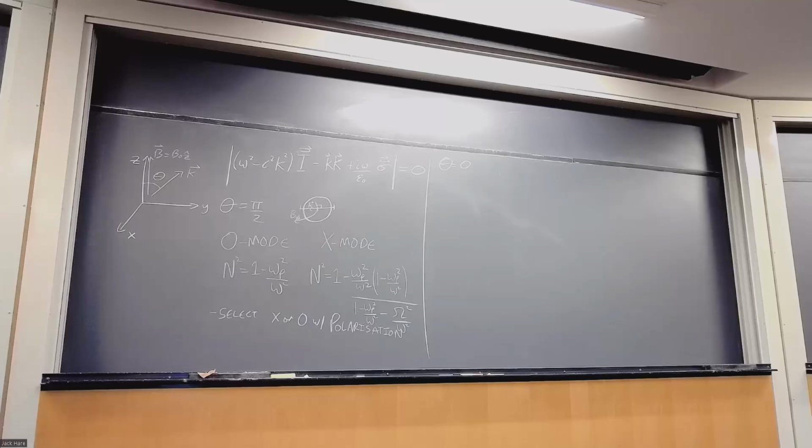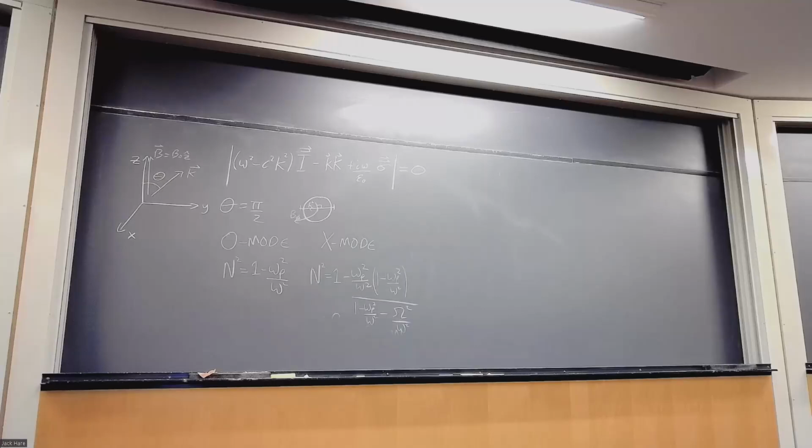There was a mode which we called the O mode, where O stands for ordinary, and this had our standard dispersion relationship n squared equals 1 minus omega p squared over omega squared. And we've seen this several times before for an unmagnetized plasma. This corresponds to a mode where the electrons don't actually feel the magnetic field, and so we just get the unmagnetized plasma result.